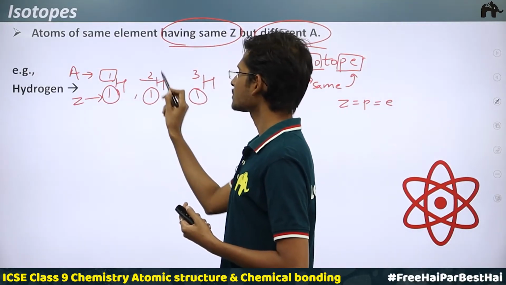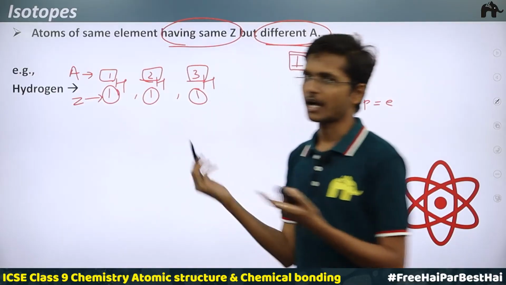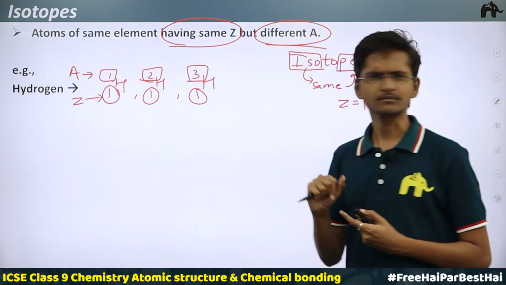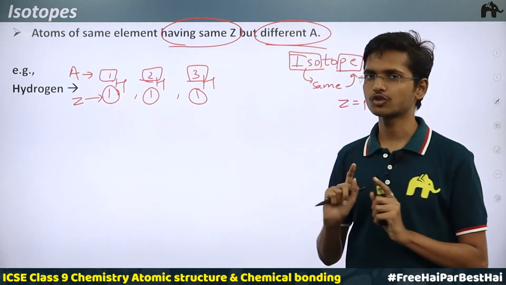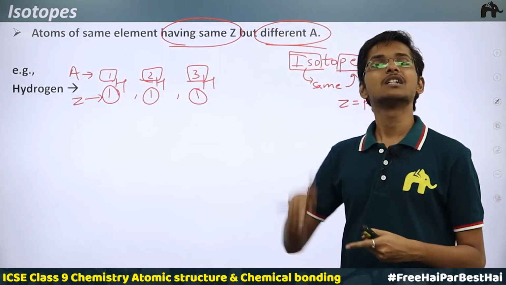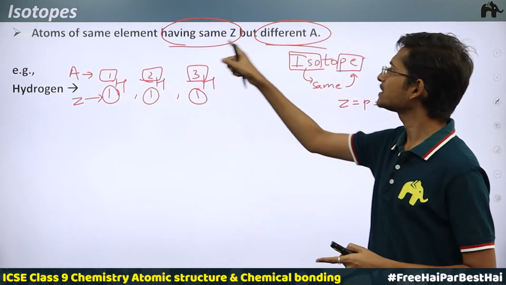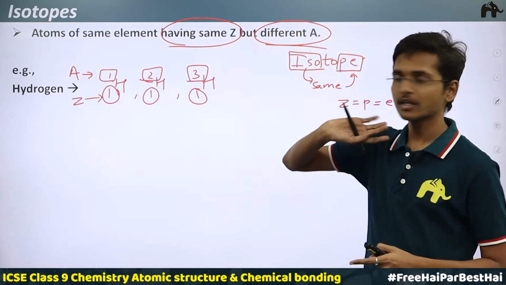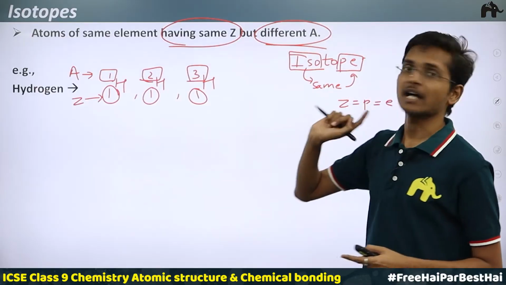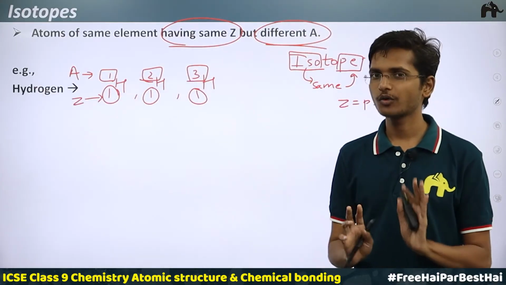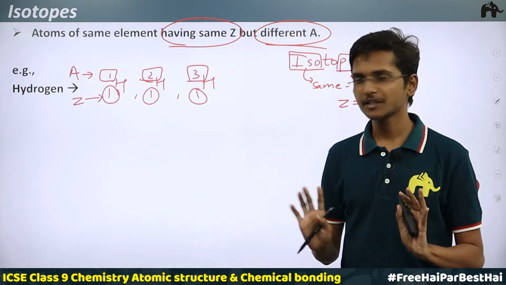Now you can correlate with the isotope. What is actually an isotope? The atoms of the same element. These are all atoms of hydrogen, and they have the same atomic number. Atoms of the same element having the same atomic number, Z is the atomic number, but different mass numbers. Got the point? Clear?